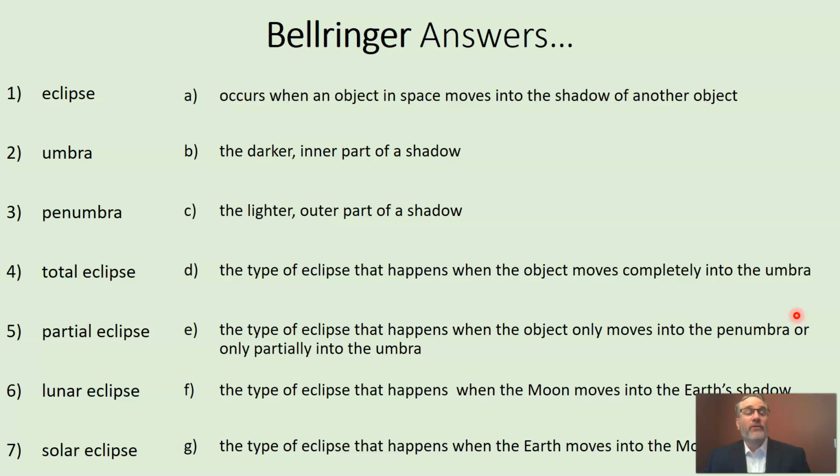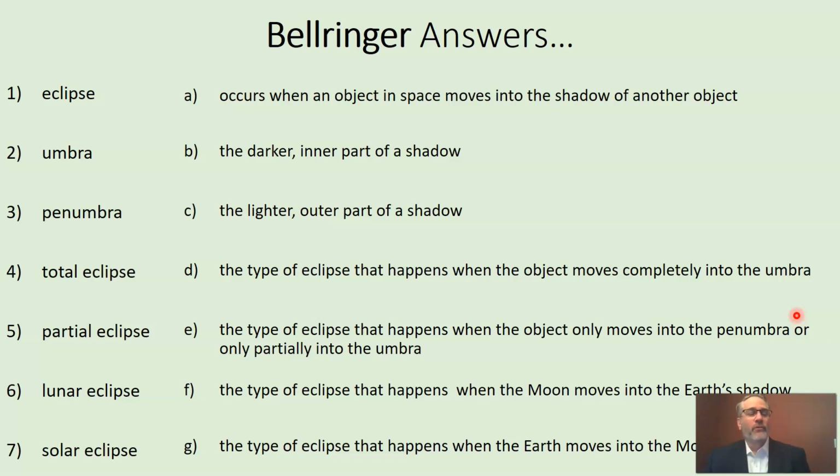Number 4 and 5, a total eclipse. Remember, a total eclipse requires perfect alignment. That happens when an object moves completely into that darkest part of the shadow, the umbra. A partial eclipse, on the other hand, is not perfect alignment. It's just kind of aligned. And so a partial eclipse is going to be the type of eclipse that happens when the object moves into the penumbra, or maybe only partially into the umbra.